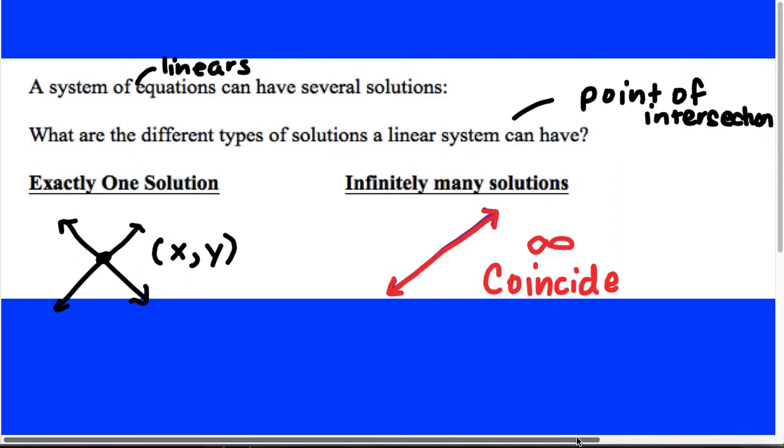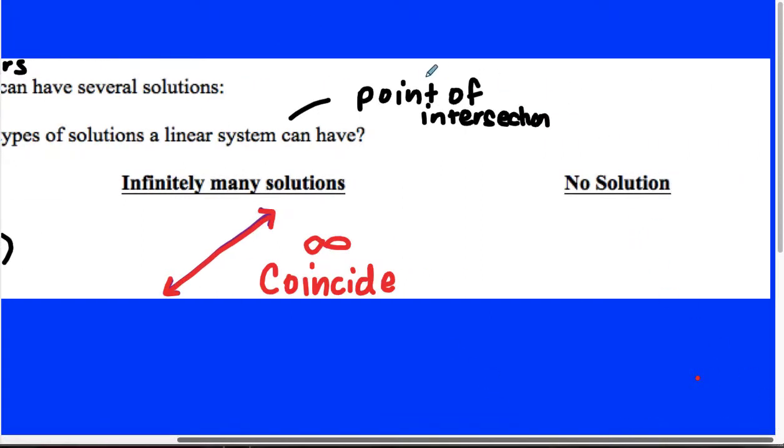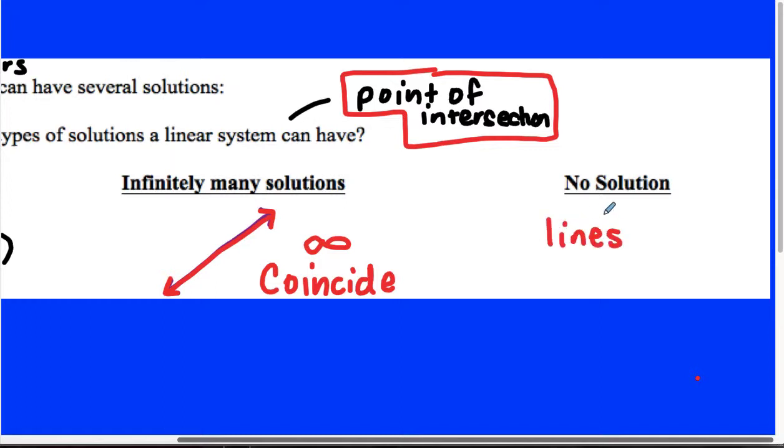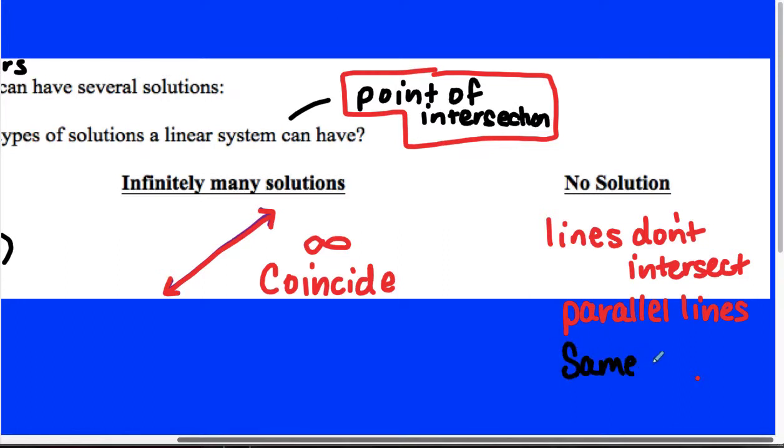The last example is when there's no solution. So if I'm looking for a point of intersection and there's no solution, then that means that the lines don't intersect. The lines don't intersect, okay? So if the lines don't intersect, it means that they are parallel lines, okay? And more importantly, it means that these two lines have the same slope, because we've learned that parallel lines have the same slope.